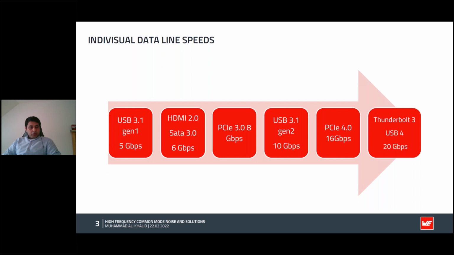And here you can also see the USB 4 specification. It was released a couple of years ago, and it is actually already available for some of the applications. And if we look closely at the speeds, we can see the general trend is towards the increased frequency of switching or the increased data rates.